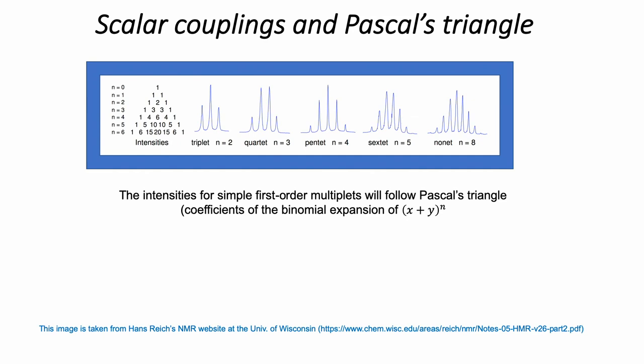The intensities of those peaks in a first order multiplet will agree with the coefficients of a binomial expansion, i.e. Pascal's triangle. So for n equals 2, you will get 1 to 2 to 1, and for 3, 1 to 3 to 3 to 1, so they will obey that. If it was non-first order, you might see 4 peaks, but you wouldn't have that same intensity pattern.